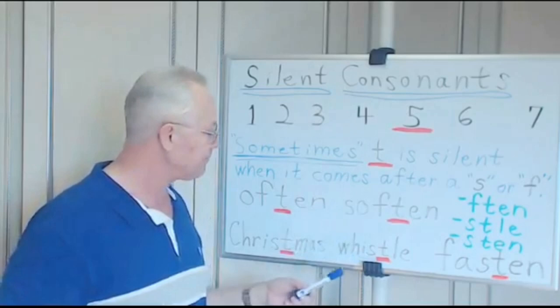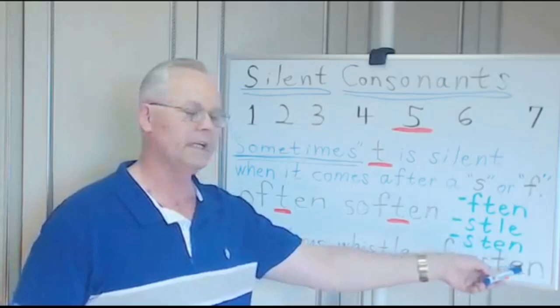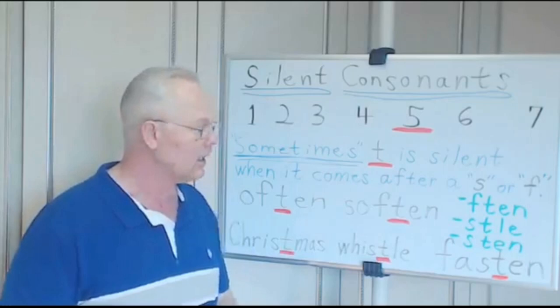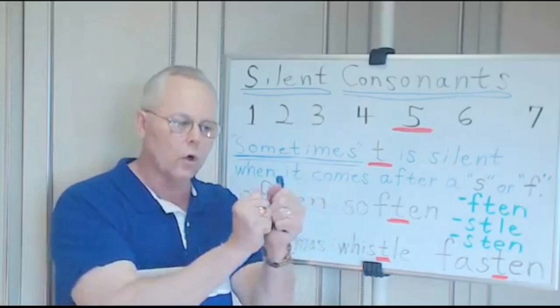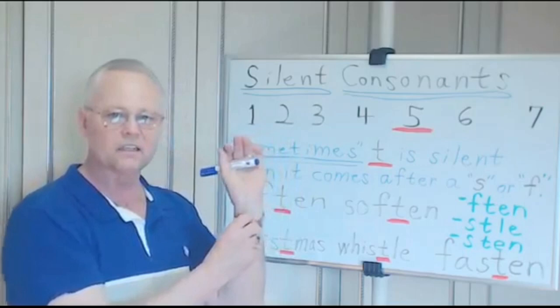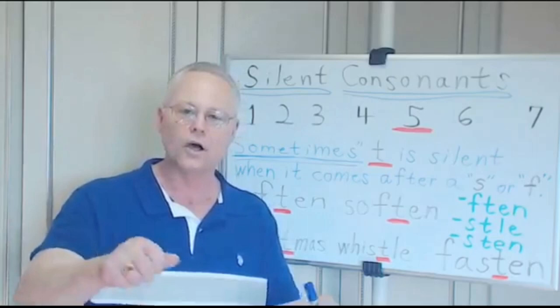Here we go. We have fasten. Now we have S-T-E-N. If we took off the E-N, we'd have fast. Fast. And we pronounce the T, fast. Now we have fasten. To fasten something is like to secure it, to hold it so it can't go anywhere. Like my watch is fastened to my wrist by this little device right here, this little buckle, right? Little catch. Fasten. You may have to fasten your dog to a leash, right?